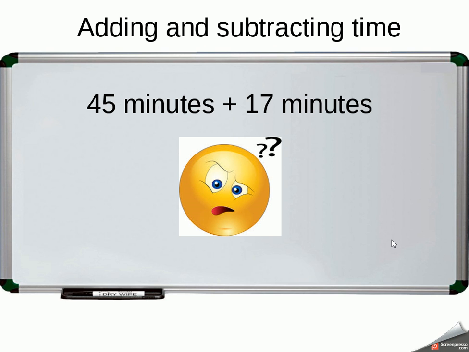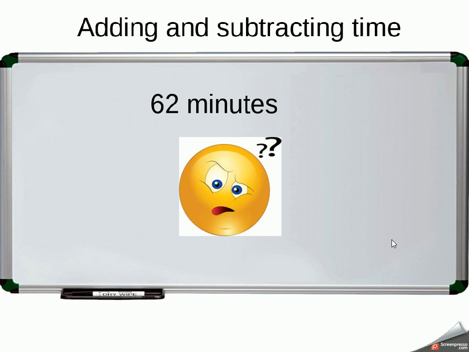So here we've got 45 minutes and 17 minutes. And we get 62 minutes. So now this is telling us that actually, because there's 60 minutes to an hour, this isn't simply 62 minutes. We'd have to write our answer in hours and minutes. So how do we go about doing that?